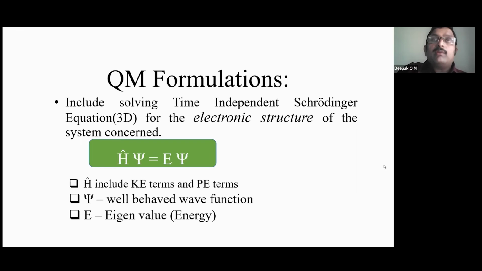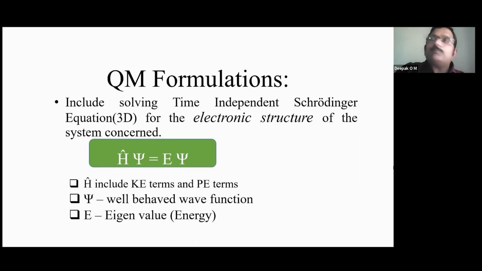So solving the Schrodinger equation is a mathematical procedure. It is basically a second order partial differential equation, because H cap includes, in detail, minus h cross square by 2m into del square plus v. That is the very basic expansion for your H cap, where del square is the Laplacian operator, which is fundamentally a second order partial differential operator. That is dou square by dou x square plus dou square by dou y square plus dou square by dou z square.